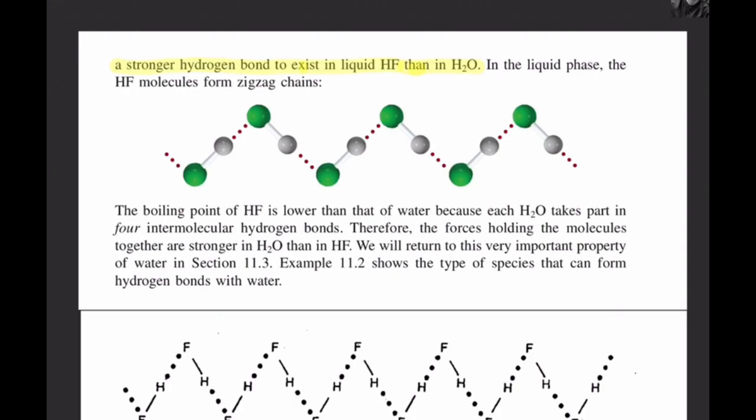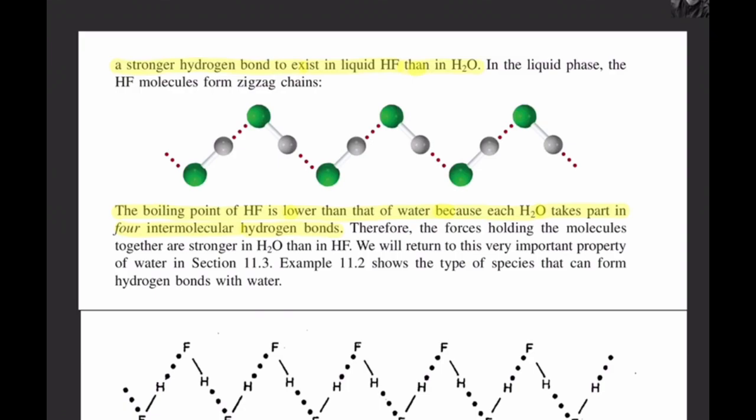But the boiling point of water is greater than the boiling point of hydrogen fluoride. So they are saying that the boiling point of HF is lower than that of water because each water molecule takes part in 4 intermolecular hydrogen bonds.